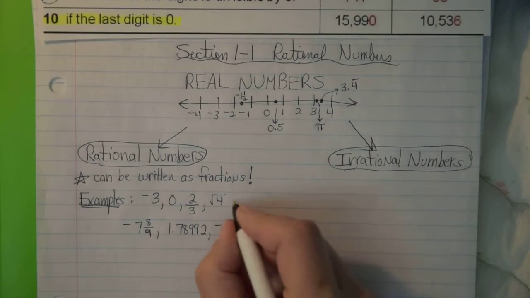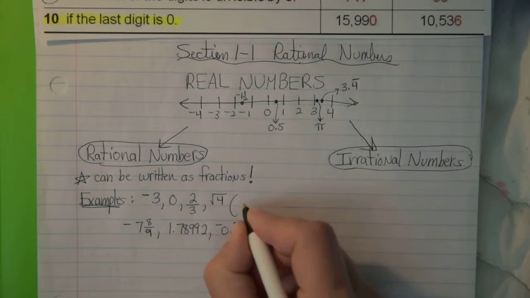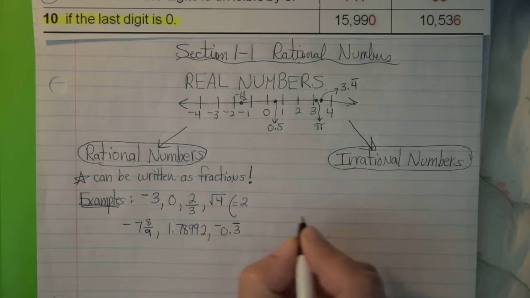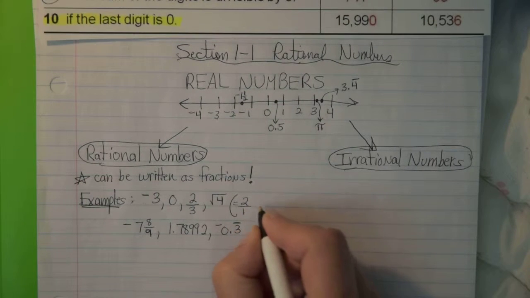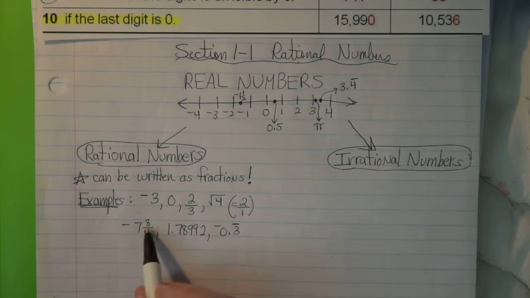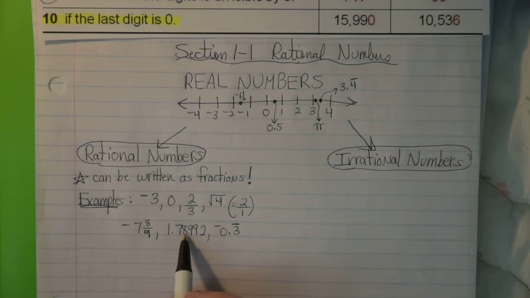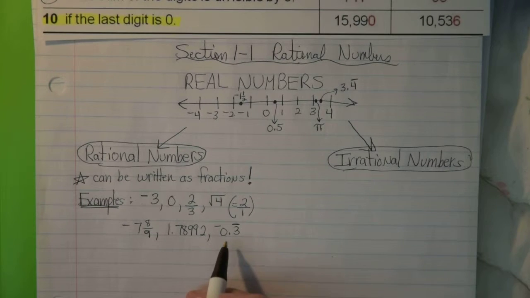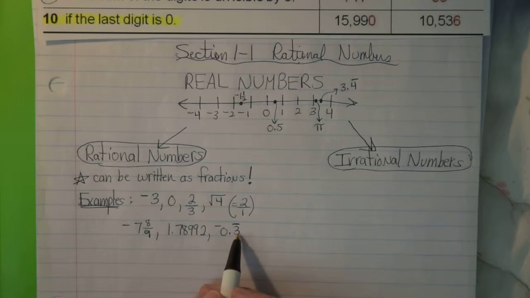Well, the square root of 4, that's really 2. And 2 over 1 is a fraction. This one is a mixed number. Now, if I just multiplied the 9 and the 7 and added the 8, I could make this improper, which would be a fraction. I could convert that to a fraction, although I'm not going to do it because it would take a while. And this weird repeating one is also a fraction.